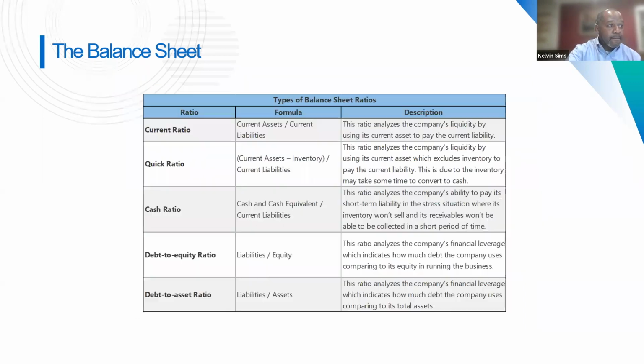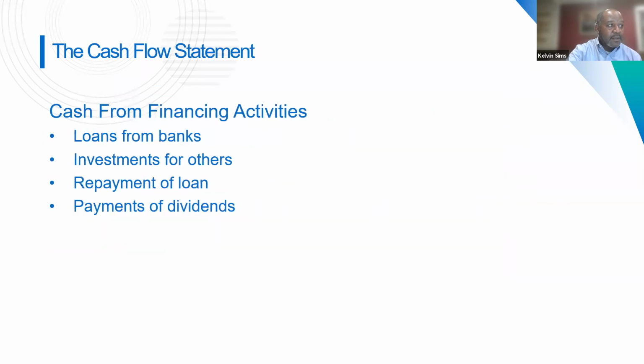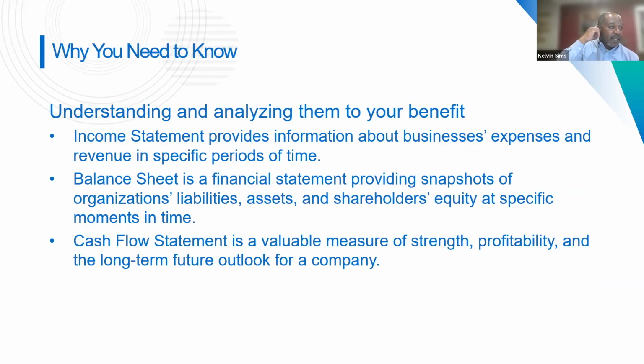Again, the income statement provides expenses and revenue for a particular time. The balance sheet: assets minus liabilities equals equity, shareholder equity. So how much gain do I have in the company from the balance sheet? And then the cash flow: how do I bring money in and how do I spend my money to make sure the company is profitable and has good strength of cash?